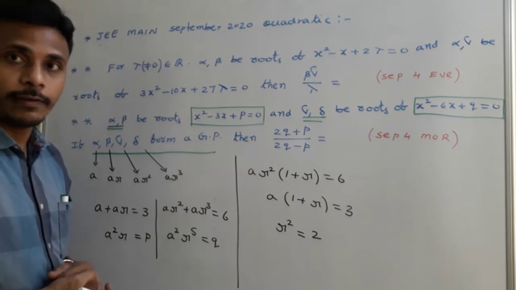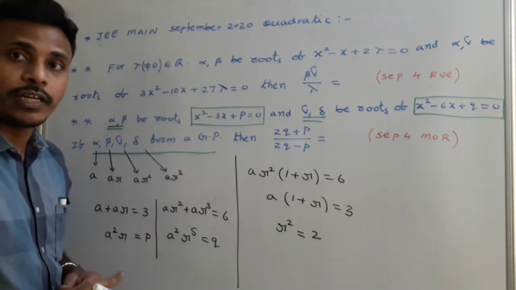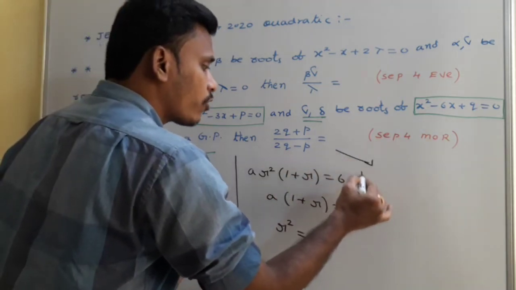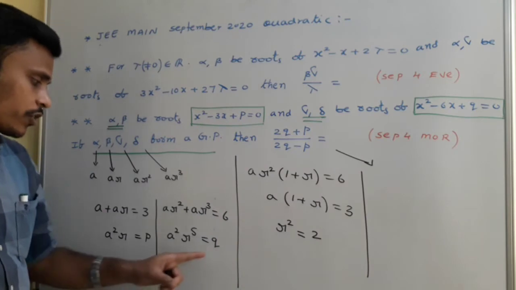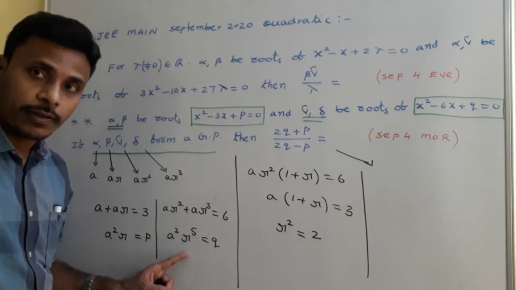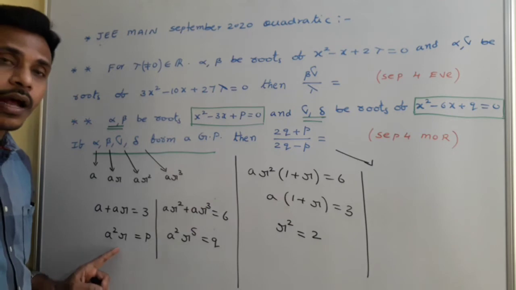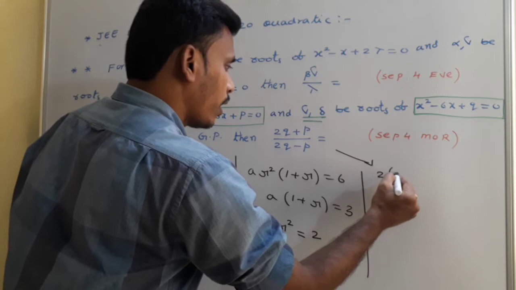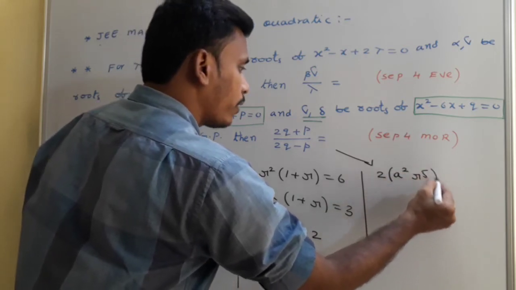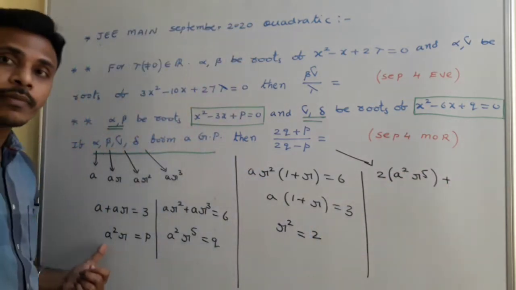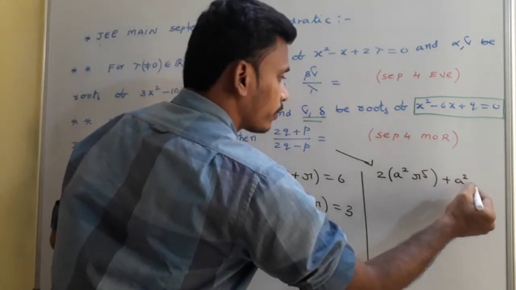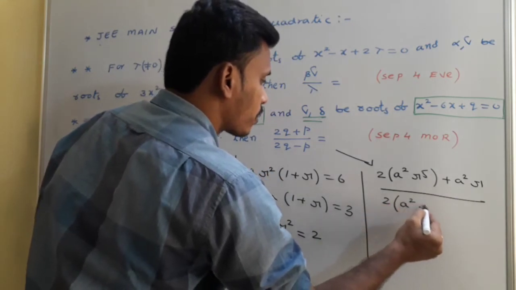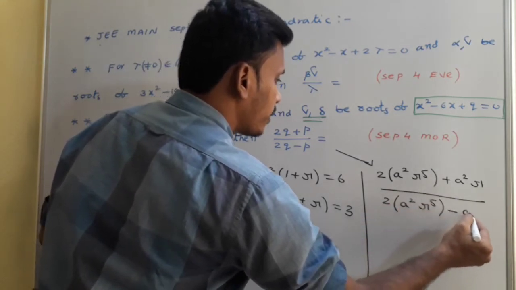But what do I need to find? I need to find this: (2q plus p) divided by (2q minus p). To find that, just replace the q and p values. What is q? a square r power 5. What is p? a square r. Just replace there. So 2q, in the sense 2 times a square r power 5, plus p. What is p? p is a square r. Divided by, again in the denominator, 2 into a square r power 5 minus a square r.